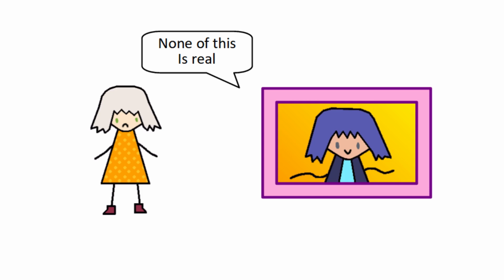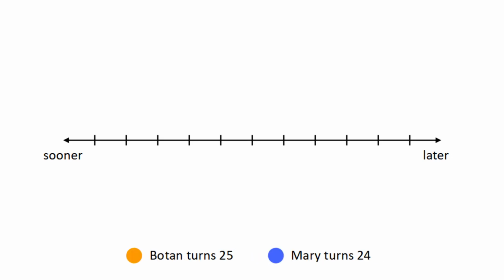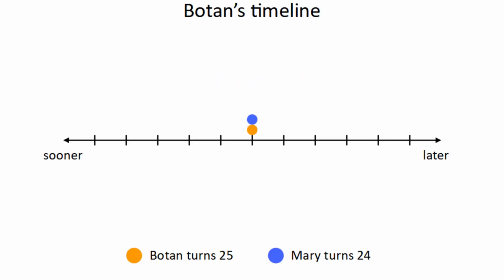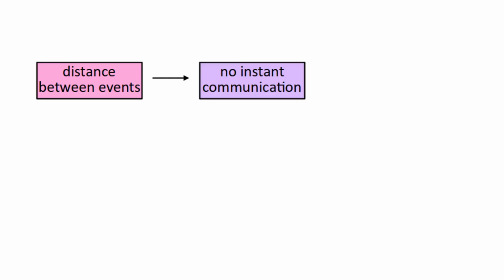And to see exactly how this resolves the issue, it helps to think about time in terms of events. In the past, we only considered the events of Botan turning 25 and Mary turning 24. From Botan's perspective, these two events occur at the same time. But from Mary's perspective, Botan is only 23.2 at that time, and doesn't turn 25 until much later. This is considered relativity of simultaneity, because the two events are simultaneous in one reference frame, but not in a different one. But it doesn't actually cause any contradictions because there's a distance between them, making instant communication impossible.